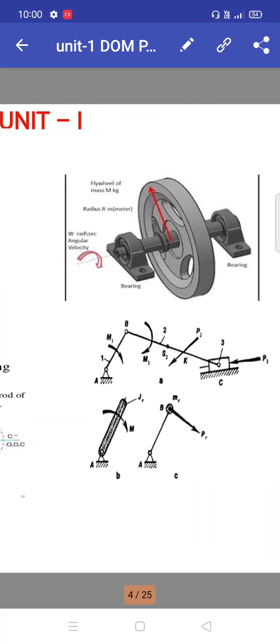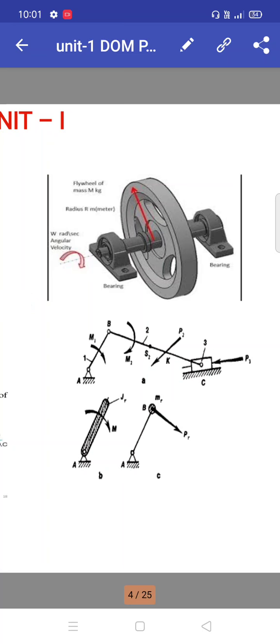Then a flywheel of mass m kg, with radius, and angular velocity in radian per second. So these are the things happening. It's a rotary motion here. In the flywheel we have only rotary motion.